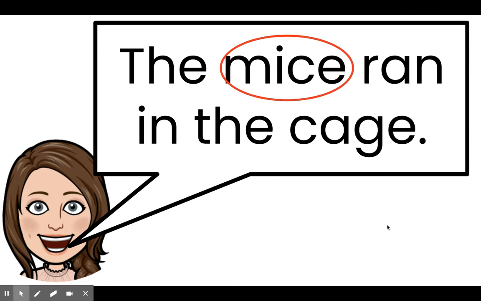Now, look at our sentence again. Can you find a word with the soft G sound? J. If you're pointing to the word cage, you got it. G is followed by E in the word cage. It makes the soft G sound J. The mice ran in the cage.